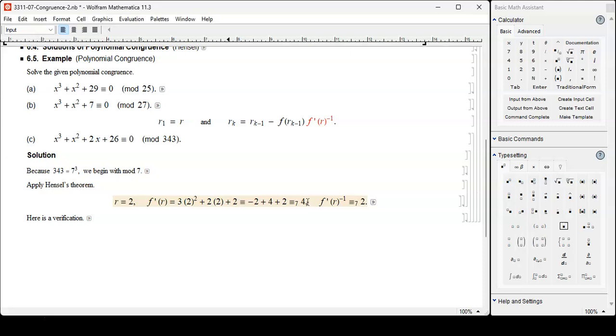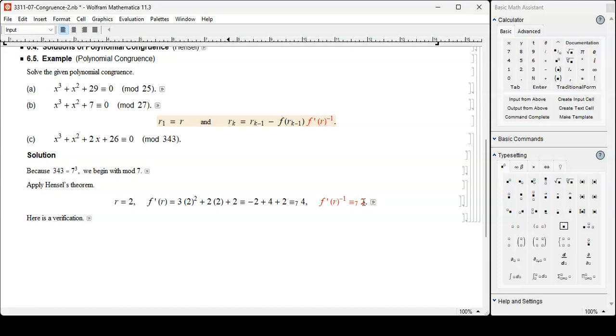With paper and pencil, the computation is going to be cumbersome, so I cheated. I used Mathematica. But given a sufficient amount of time, everybody will be able to do that. And 4 inverse will turn out to be 2. Let's see, 4 times 2 is 8, and 8 is congruent to 1 modulo 7. That's 2. 2 will go here.